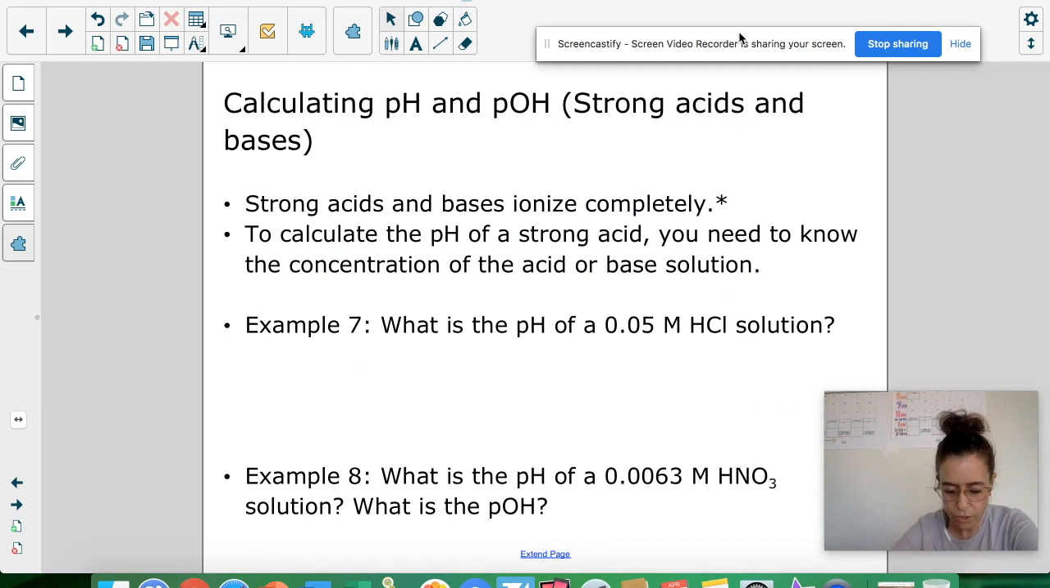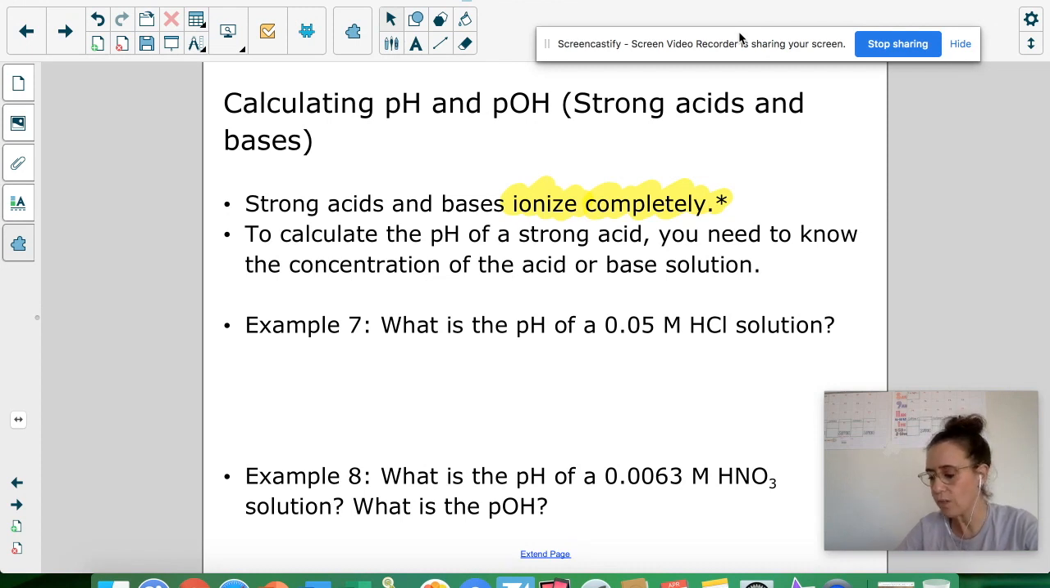Okay, so calculating pH and pOH for strong acids and bases. Remember, what makes an acid be strong or a base be strong is that it completely ionizes, that when it dissolves in water, the ions of that substance break apart, they dissociate, they separate. So strong acids and bases ionize completely. Keep that in mind. Okay, so if you want to calculate the pH of a strong acid, you're gonna have to know the concentration of the acid or the base in the solution. Okay, here is the thing.